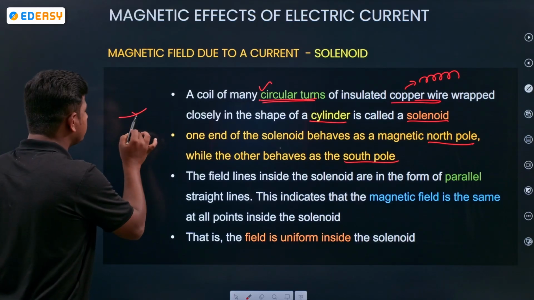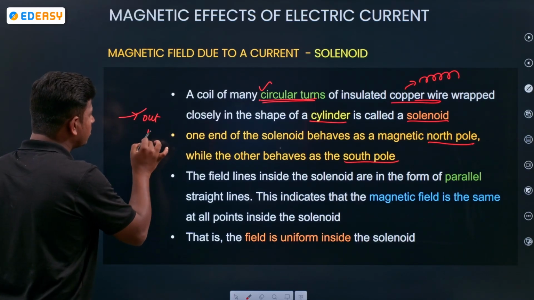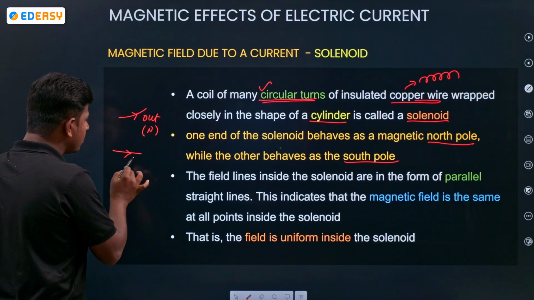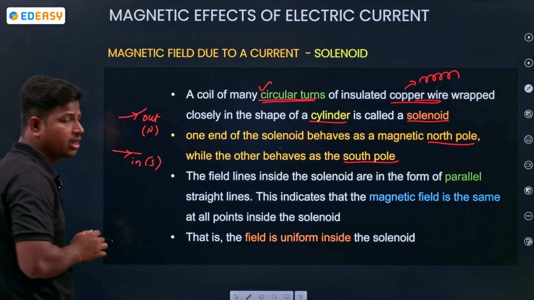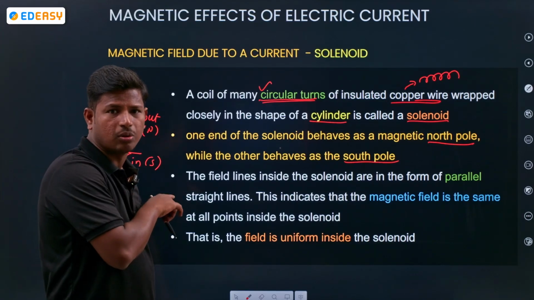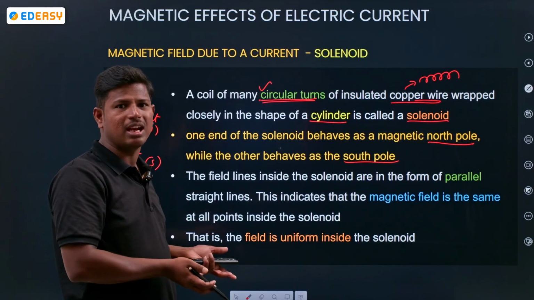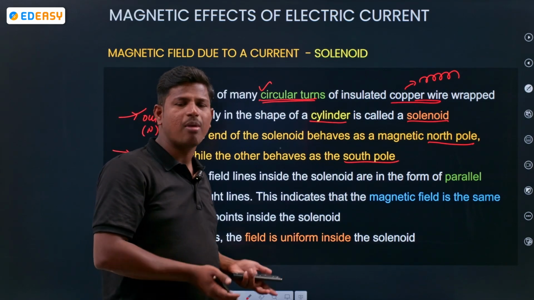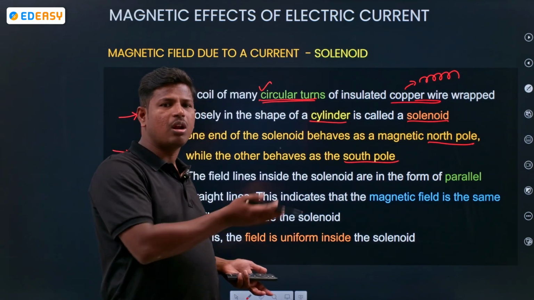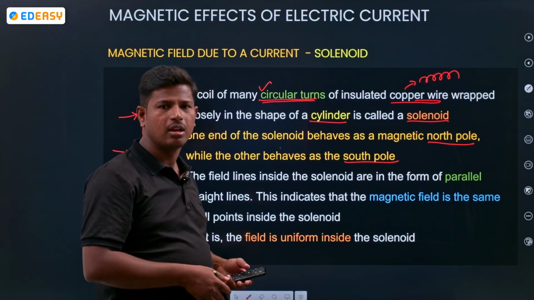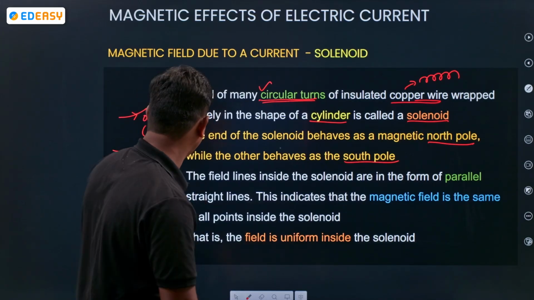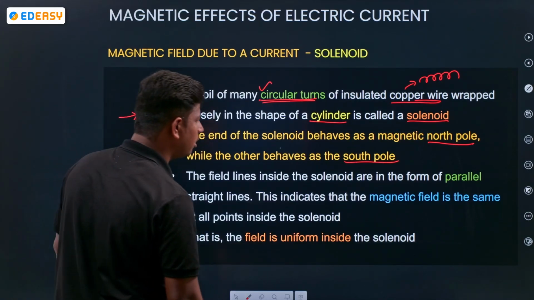Field lines going out means north pole. Field lines going in means south pole. In means south pole, out means north pole. It behaves like a bar magnet: north pole outside, south pole inside. That's it.